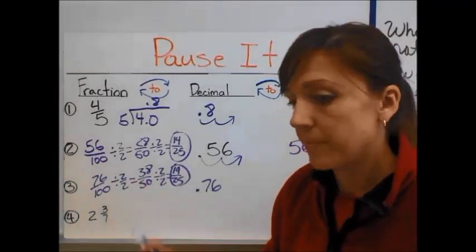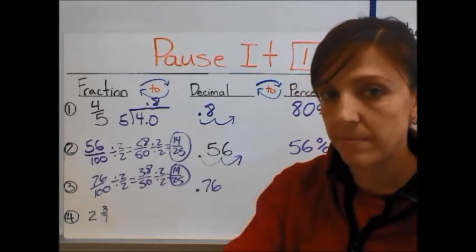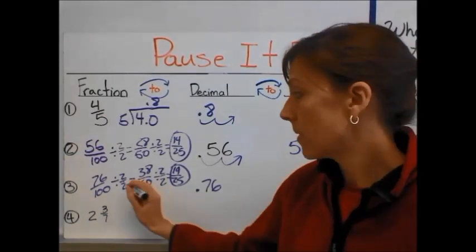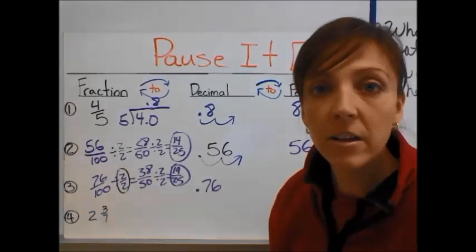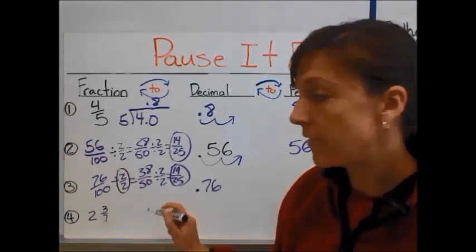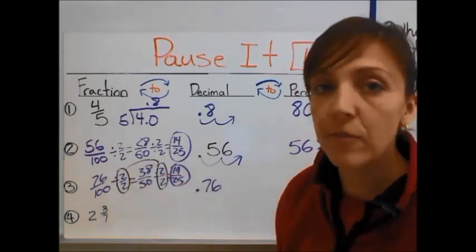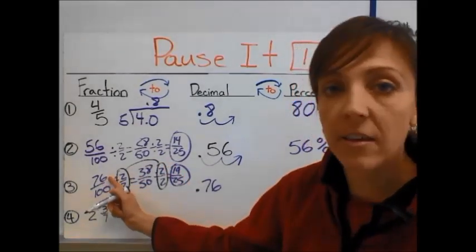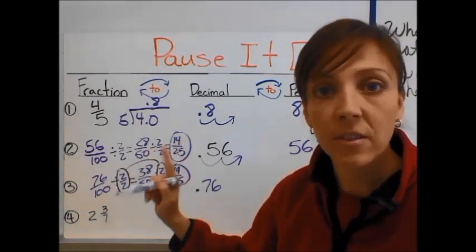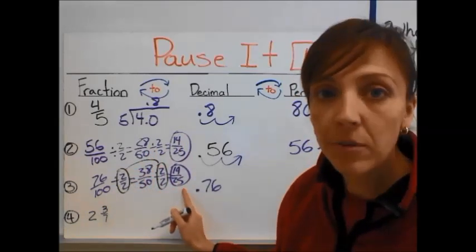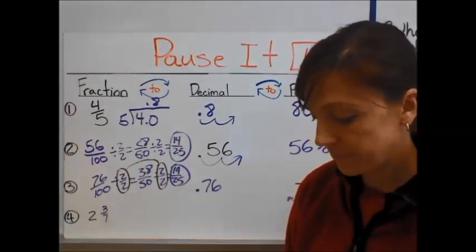Again, I could have taken the 2 factors that I divided by. If I multiply them, I get 4/4, and I could have divided 76/100 by 4/4 the very first time, and I would have gotten 19/25.